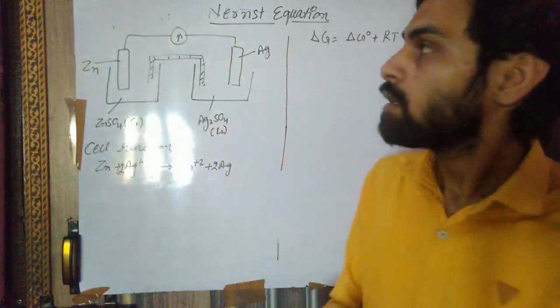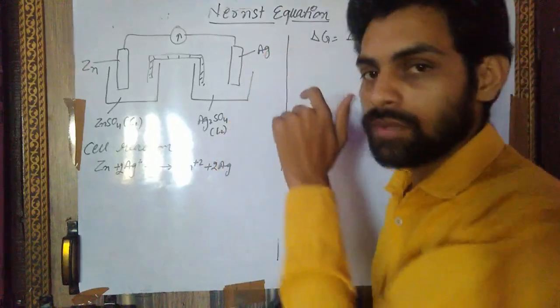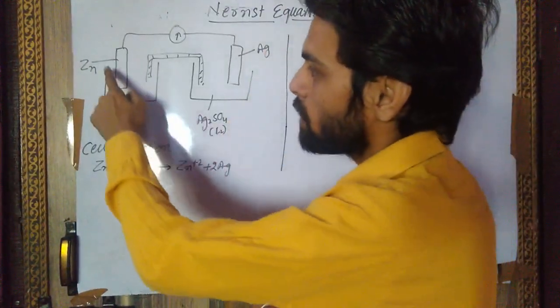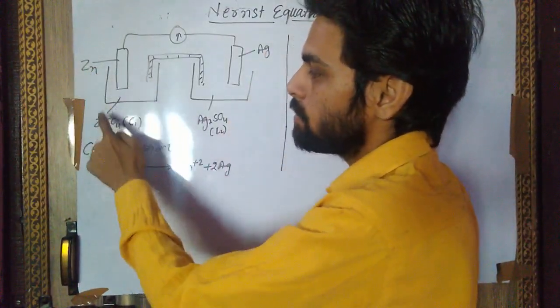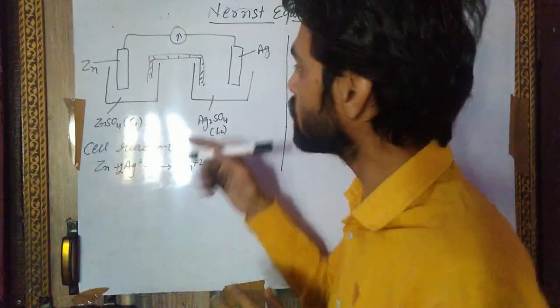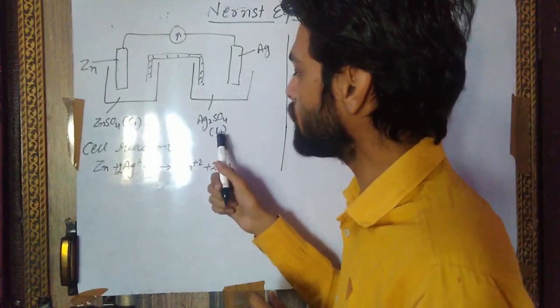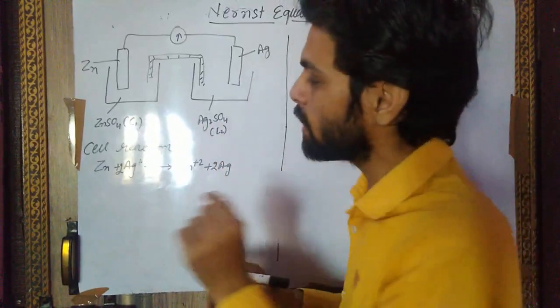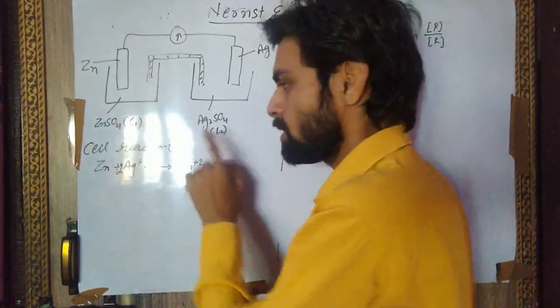Okay students, so now we will discuss the Nernst equation. Again I am representing the cell. Zinc is dipped in zinc sulfate, but the concentration is now C1. Okay, any concentration. And silver is dipped in silver sulfate and the concentration is C2. So students, make it clear, here there is a difference in concentration.